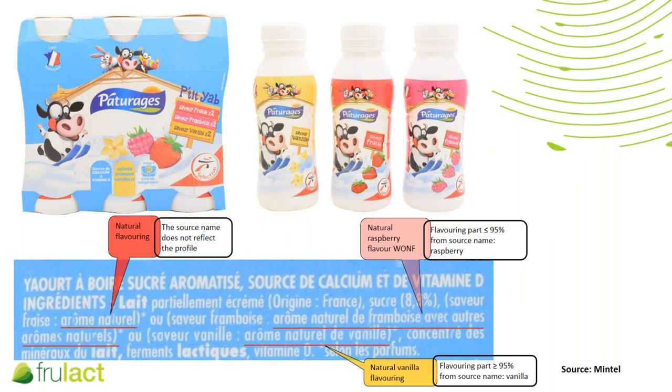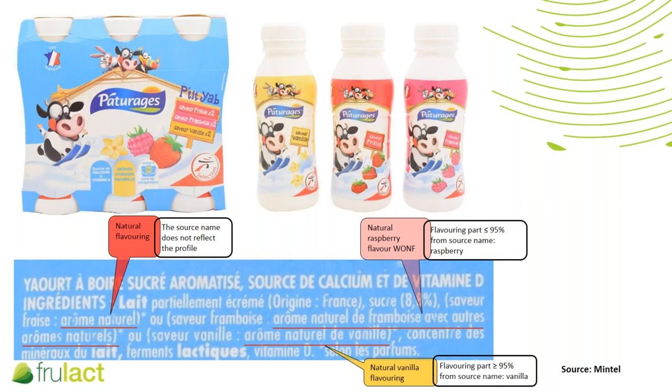Okay, so as I said, this is really my favorite one because we have three flavors in one package and each flavor is a good example of natural flavoring. The strawberry yogurt, you can see in the label natural flavoring, which means the source name does not reflect the profile. In raspberry yogurt, we have natural raspberry flavor with other natural flavorings. In this case, the flavoring part is less than 95% from the source name raspberry, but the overall profile is still raspberry. And in the vanilla yogurt, we have a natural vanilla flavoring, which means the flavoring part is higher than 95% from the source name vanilla.